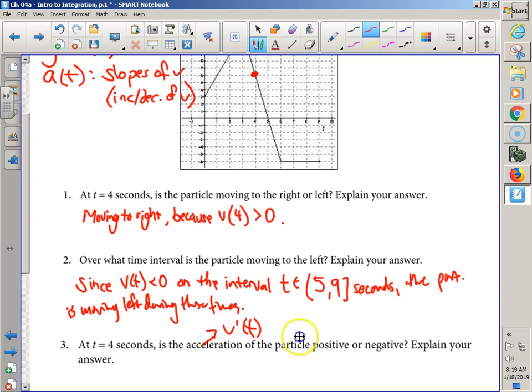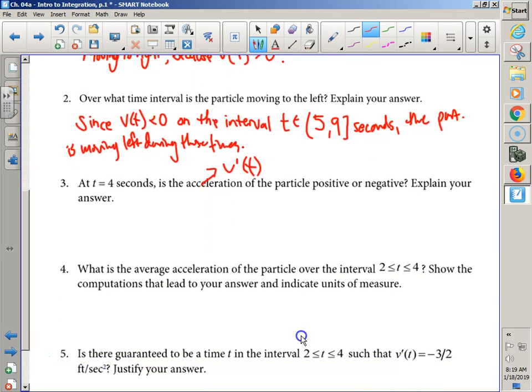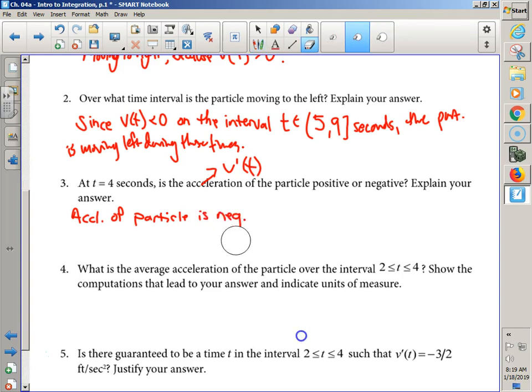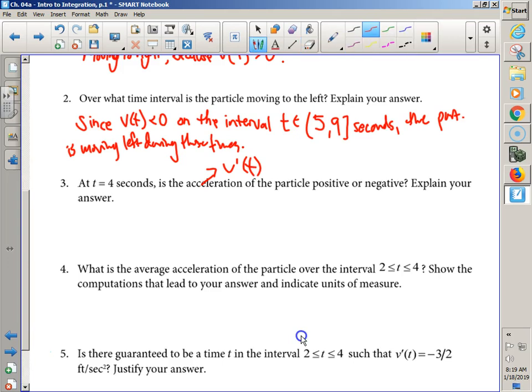Okay, so let's go ahead and use that then. Acceleration of the particle is negative. It could actually be super snazzy. Want to be super snazzy? A of 4 is less than 0. Wow, that saved a lot of time. Since V of t is decreasing at t equals 4.